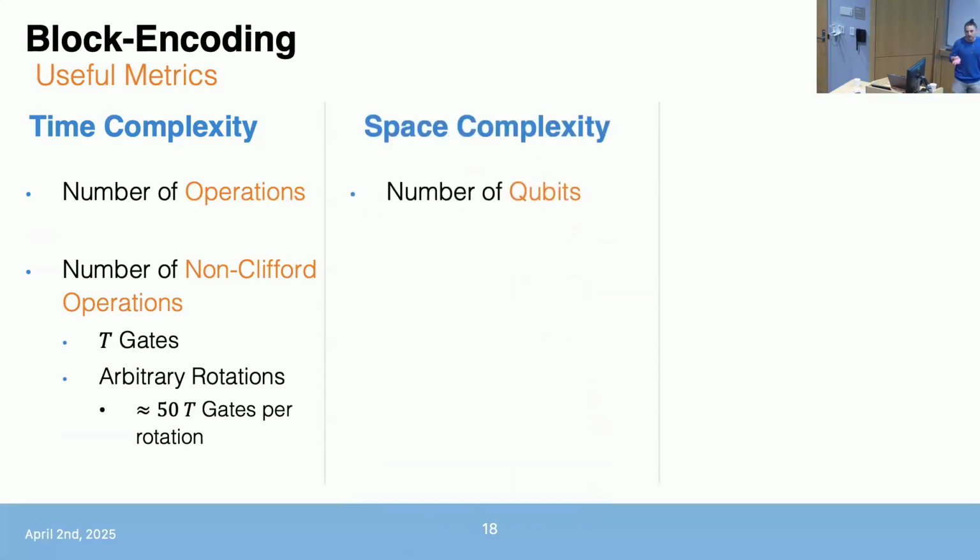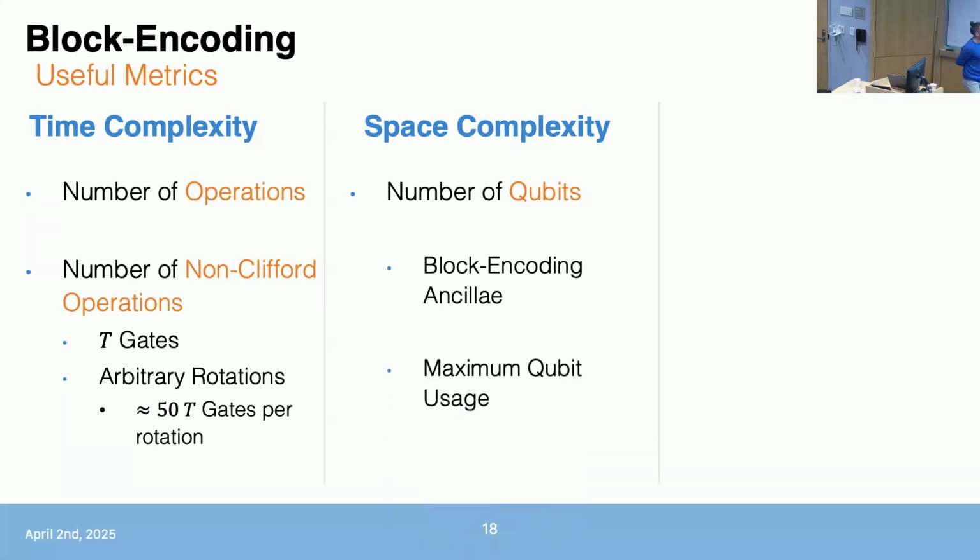In terms of space complexity, obviously we're going to check out the number of qubits of our circuit. We'll break these up into two components, the block encoding ancilla. So this is the ancilla that I use to generate U, my block encoding of my operator. And then also the maximum qubit usage.